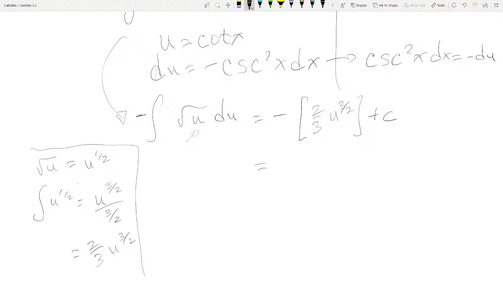And it comes up often enough. They love to put the square root in there, make you deal with fractions and all that. So 2/3, and then I'm going to put the u in. What was u? It was cotangent. So we have 2/3 cotangent to the 3/2 of x plus a constant.